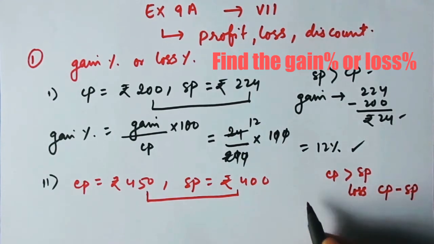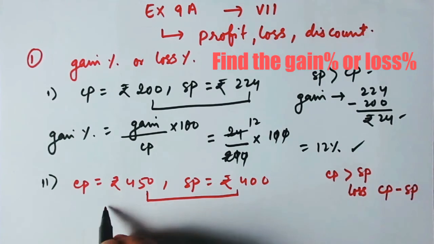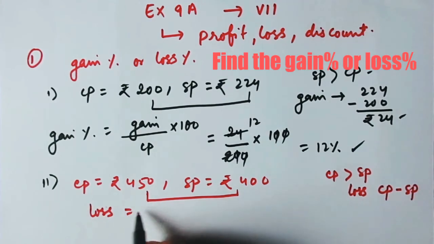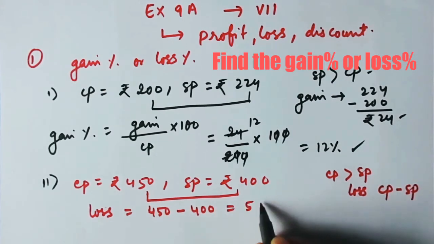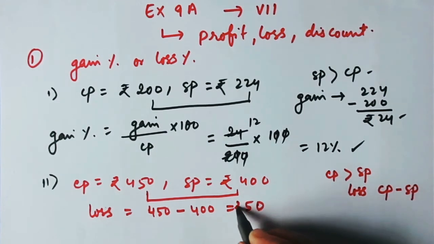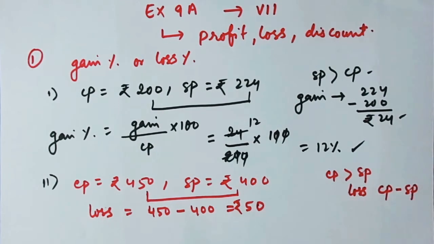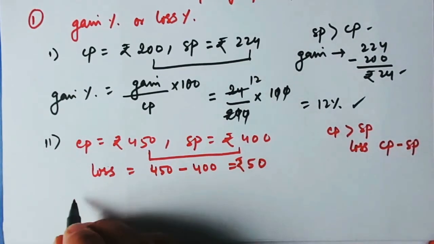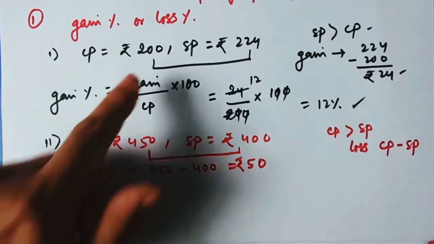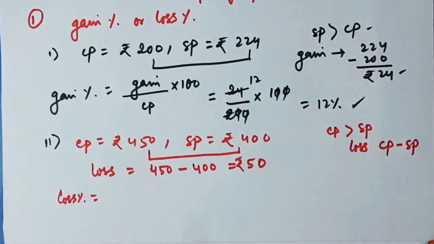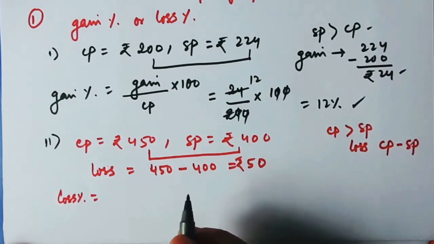So cost price is how much? 450. So my loss will be equal to 450 minus 400, which is equal to 50. What 50? Rupees 50. Right? So loss percent will be equal to how much? Loss percent, as I had told you right now, that gain percent or loss percent is always calculated on the cost price or the original price.